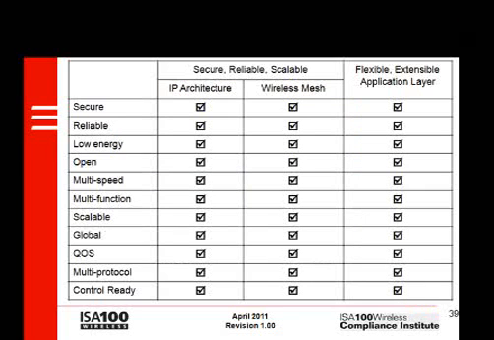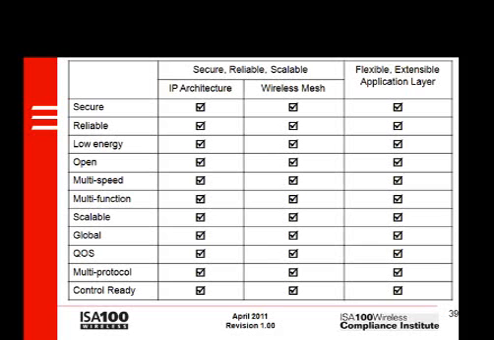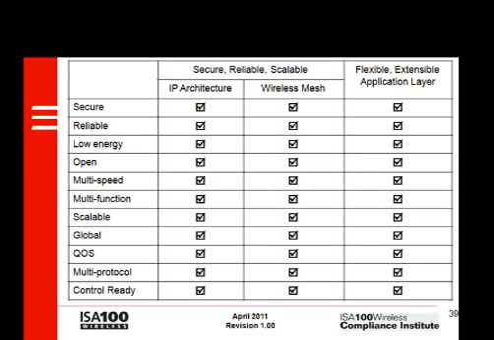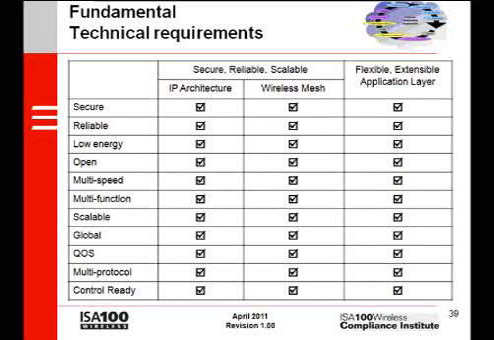So, in this short presentation, we have tried to show how we meet each of these core technical requirements. The key takeaways are, first, that ISA100.11a provides a secure, reliable, and scalable platform. This is accomplished by extending standard IP with state-of-the-art wireless mesh. Second, that the application layer is flexible and extendable, adaptable to a wide variety of usage scenarios.